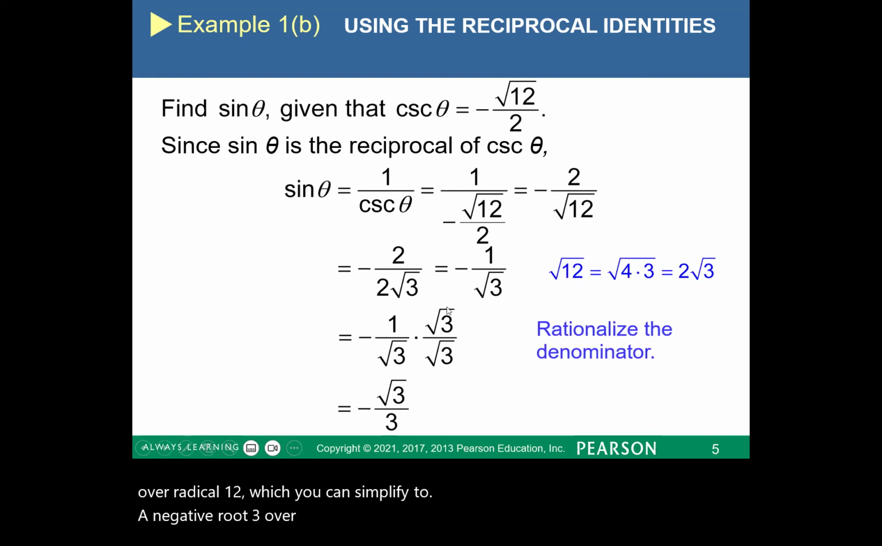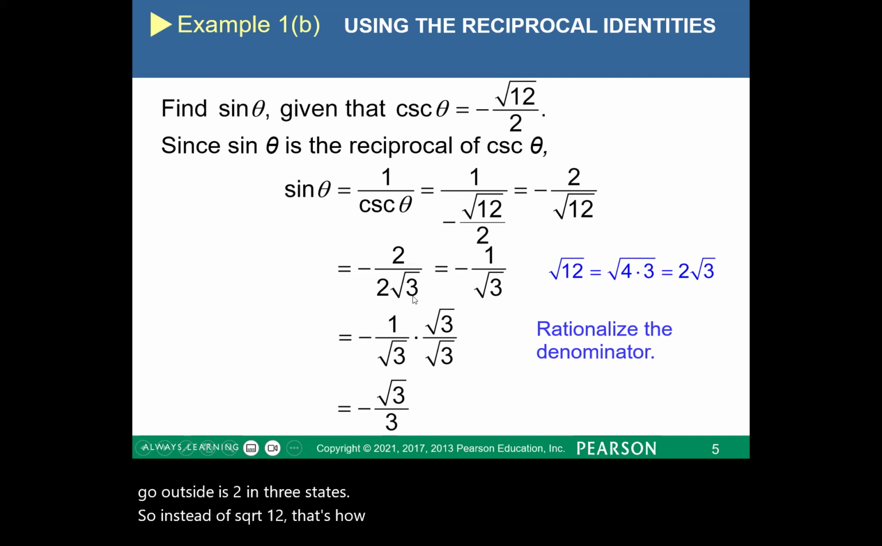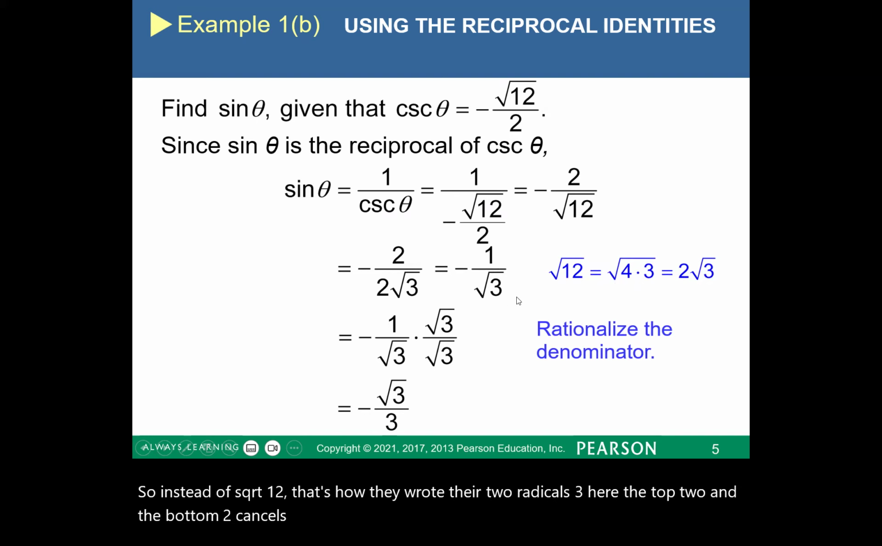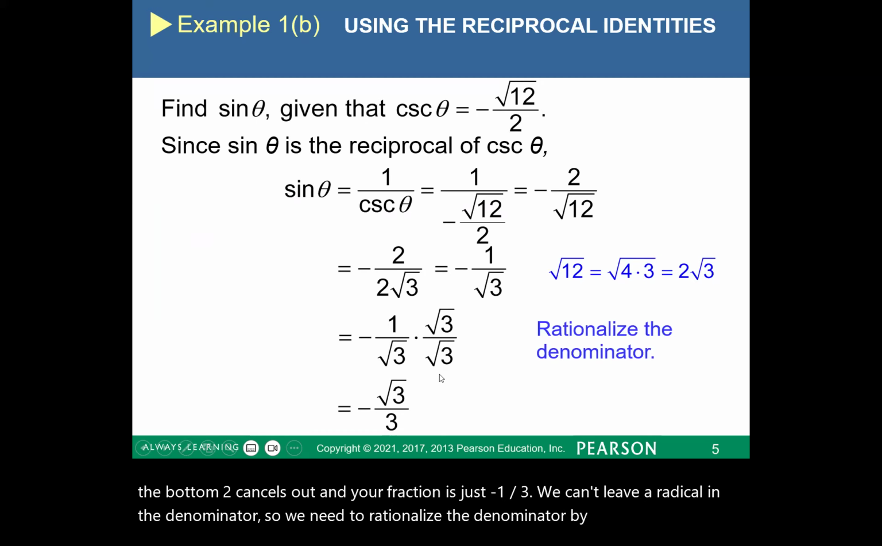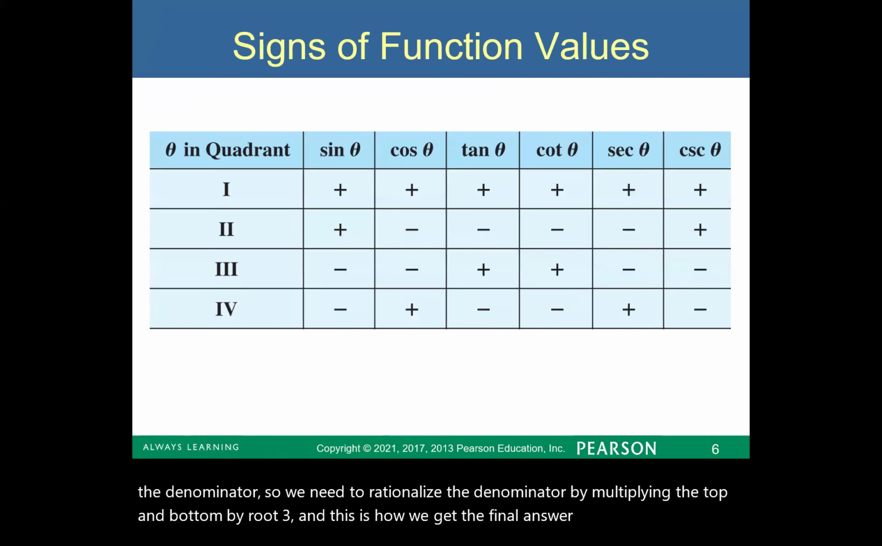So there's some math going on here. The square root of 12 is the square root of 4 times 3. 4 can go outside as 2, and 3 stays. So instead of the square root of 12, that's how they wrote 2 radical 3 here. The top 2 and the bottom 2 cancel, and your fraction is just -1 over root 3. We can't leave a radical in the denominator, so we need to rationalize the denominator by multiplying the top and bottom by √3, and this is how we get the final answer to this question.